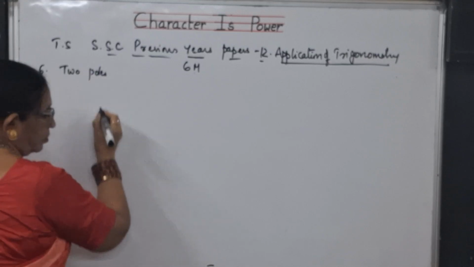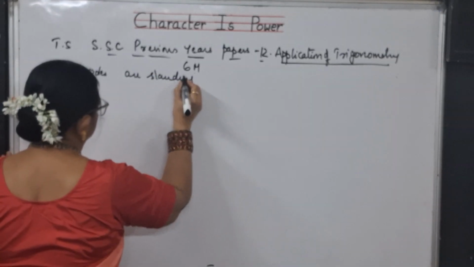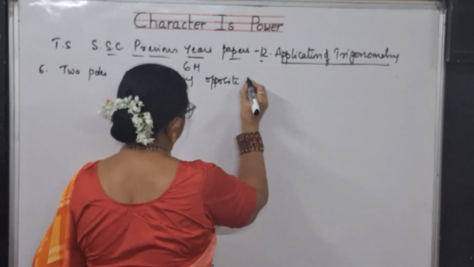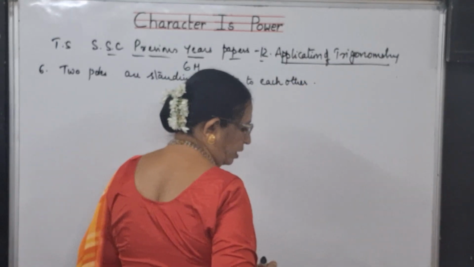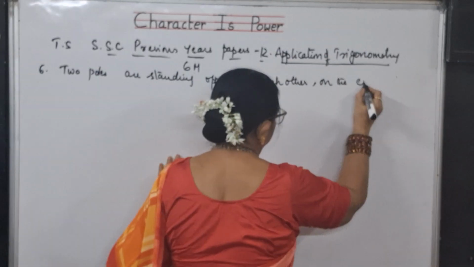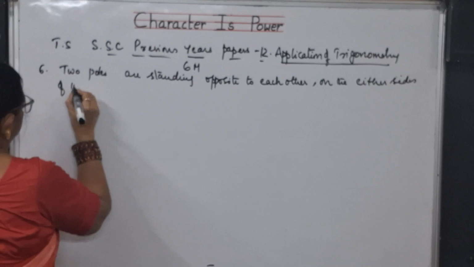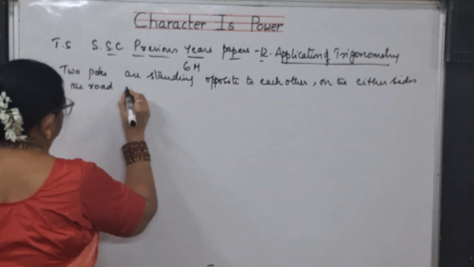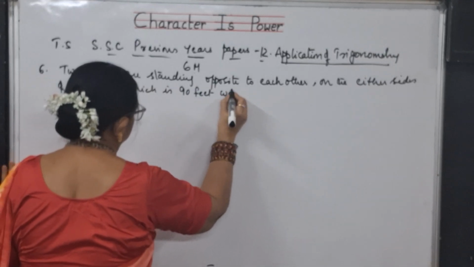Two poles are standing opposite to each other on either sides of the road, which is 90 feet wide.